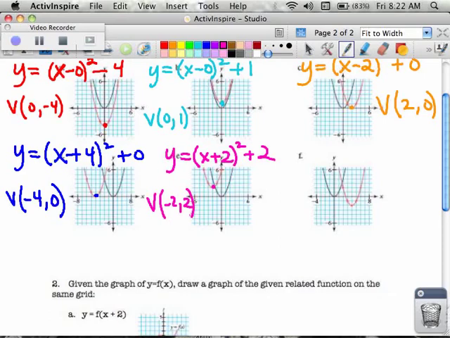And then the last one that we have, the vertex has moved to the right 4 and down 2. So this one would be y equals parentheses x minus 4 squared minus 2. And that's because our vertex is at 4, negative 2. So inside grouping symbols is left and right movement. Outside is up and down. Don't forget the square on the parentheses. If there's a 0, you do not have to include it. It just helps me to see what happened and helps me write the vertex later. So sometimes I like to include it.